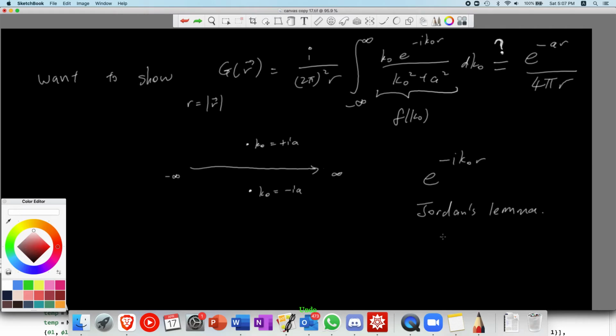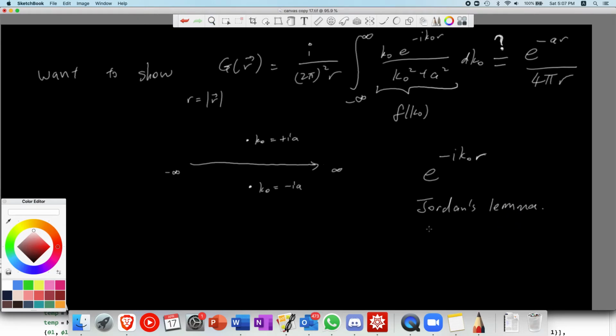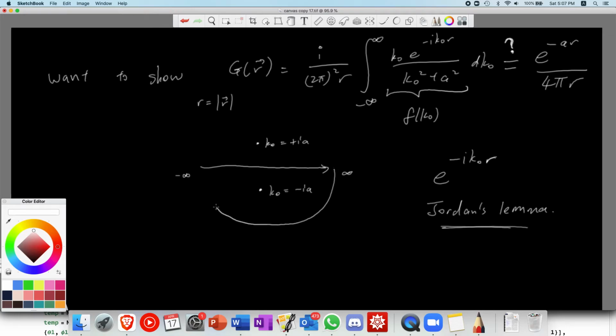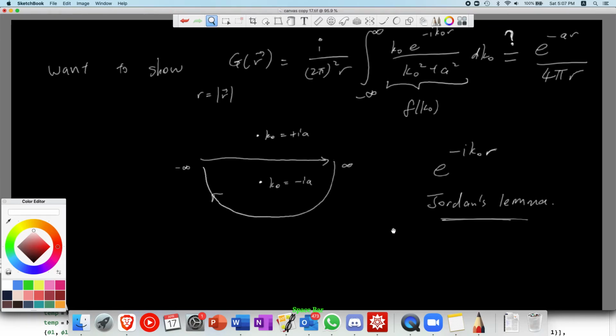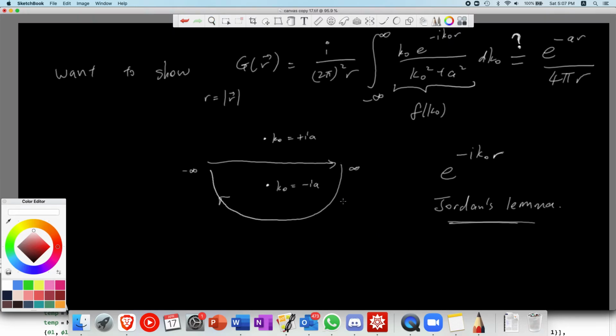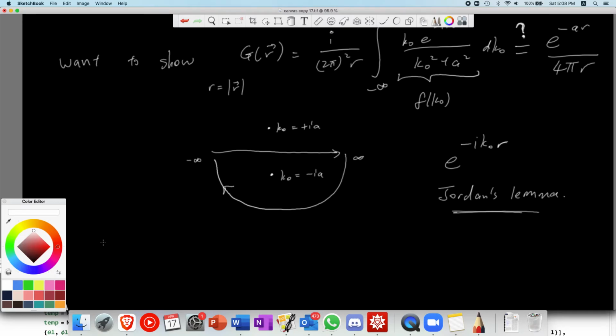We want this exponent to be negative, or rather, we want the whole thing to be small, so we want the imaginary component of k naught to be negative. So what do we do? In order to use Jordan's lemma in this situation, we need to close the contour in the lower half plane of the complex plane. So we close the contour like this, and so g of r equals, now we close this contour, then this curved part, this semicircular arc, is simply equal to 0.